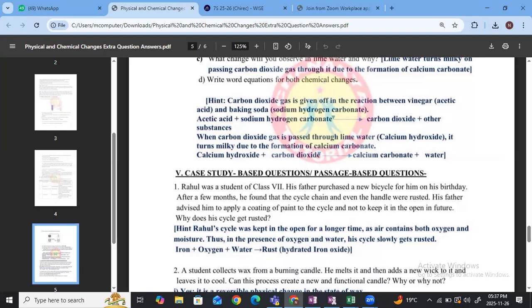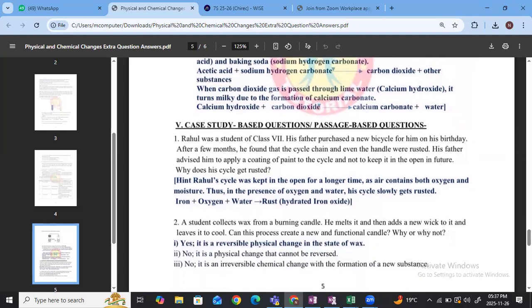Yeah, correct. A student collects wax from a burning candle, melts it and then adds a new wick to it and leaves it to cool. Can this process create a new and functional candle? Yes, it will create a new and functional candle. But it is a physical change, not a chemical change, because there's no new substance. The wax is still wax.